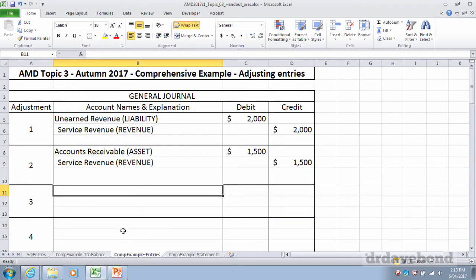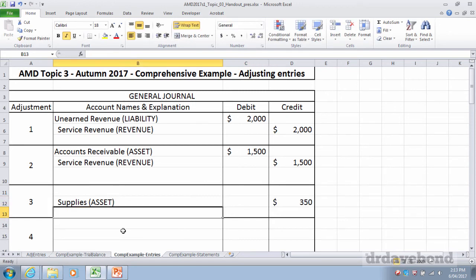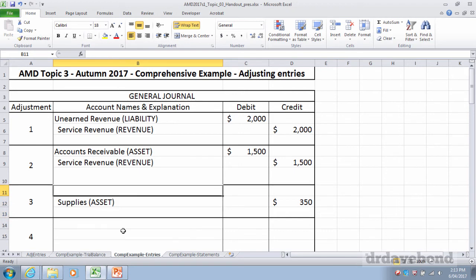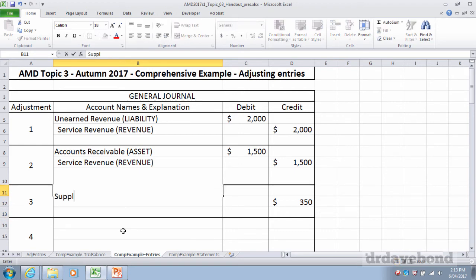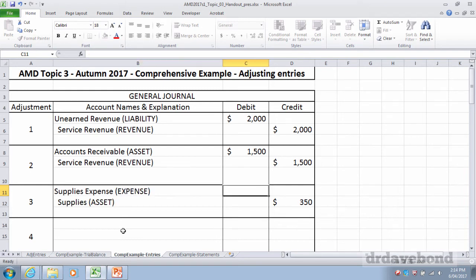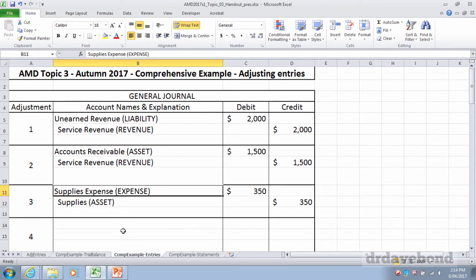What we end up with is, to reduce supplies, we credit supplies, which is the asset, by $350. That is the amount we need to adjust it down by to get to that point. And we record a supplies expense, which is an expense item, of $350. So that's the debit expense, credit asset. So we've adjusted the supplies balance to reflect that. That's why companies have end of year stock takes, because they check what's left and then make adjustments for things.